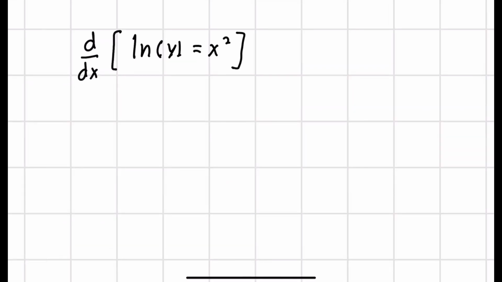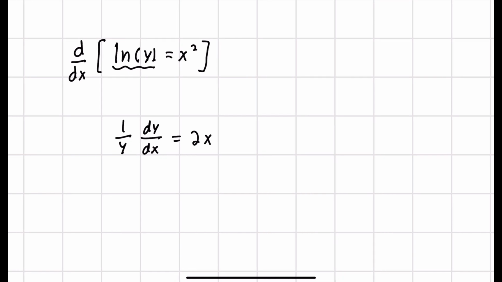For our next example, the derivative of ln y is 1 over y times dy over dx equal to the derivative of x squared, which is 2x. And let's isolate for dy over dx, and this gives us 2xy as our final answer.